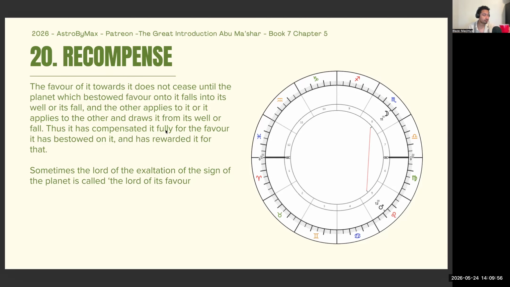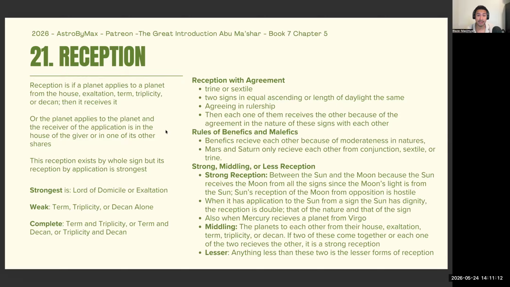And a reception exists by whole sign, but its reception by application is the strongest. So remember, application means that they're moving towards each other there, by aspect or by conjunction. So there's 8 ways an application can happen as we established. Reception must exist by whole sign in one of those 8 ways.